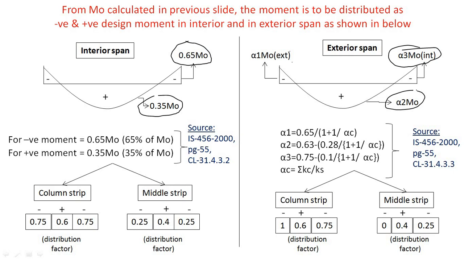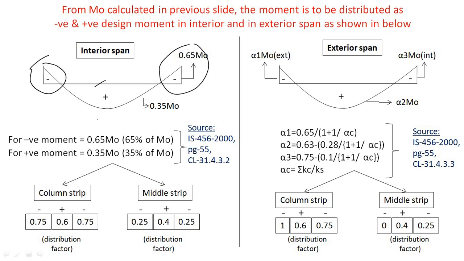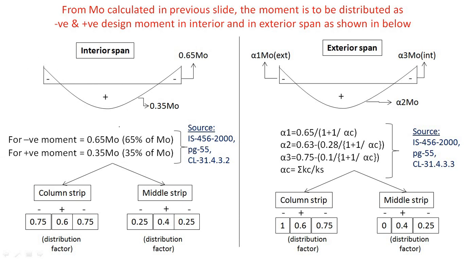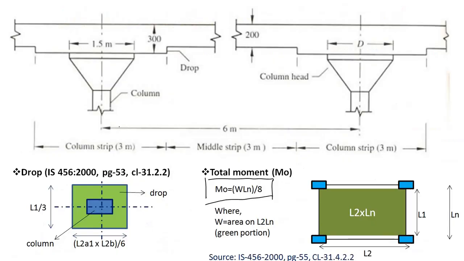Now moving on to the interior span again. In the interior span we have calculated the negative moment and positive moment by using this formula. This negative moment and positive moment will be distributed on the column strip as well as the middle strip. Now I will explain how.